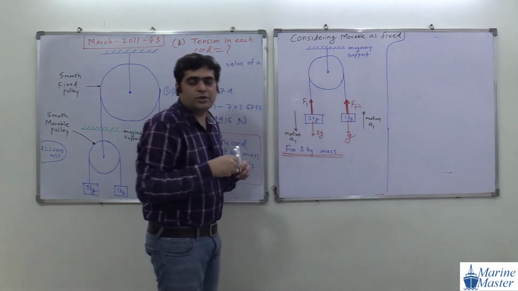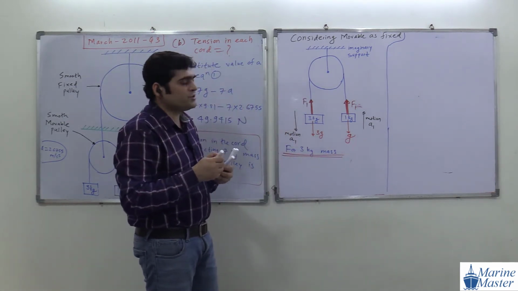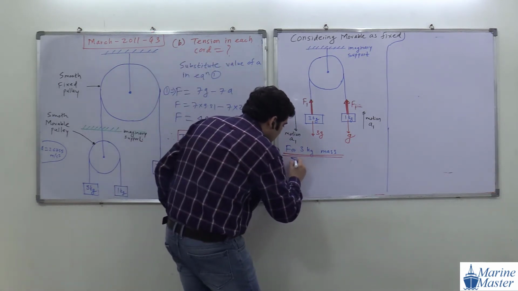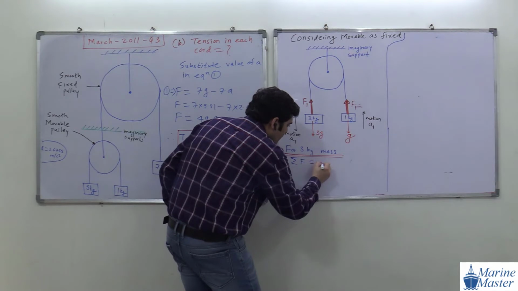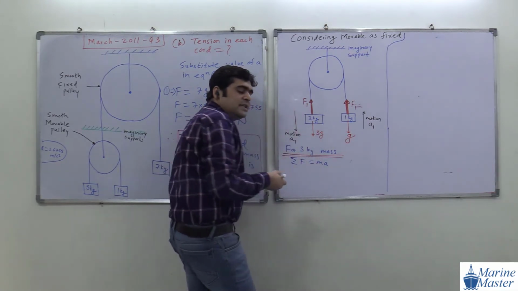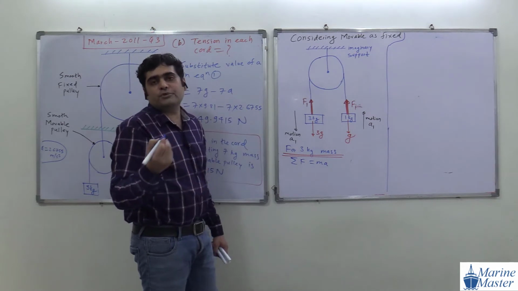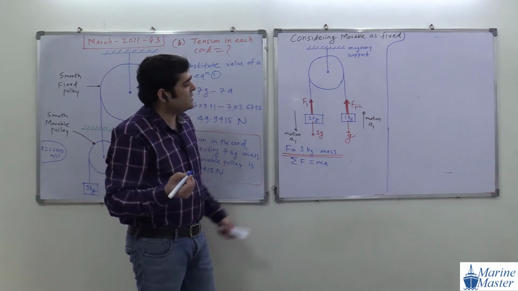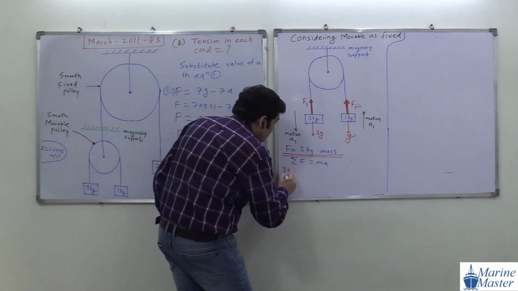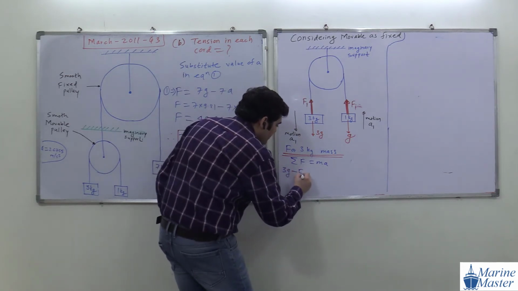Summation of force is equal to what? ma. What are the forces here, guys? Force in the direction of motion is positive, opposite is negative. What is the force in the direction of motion here? 3g. So 3g minus what, guys? F1 is equal to what?